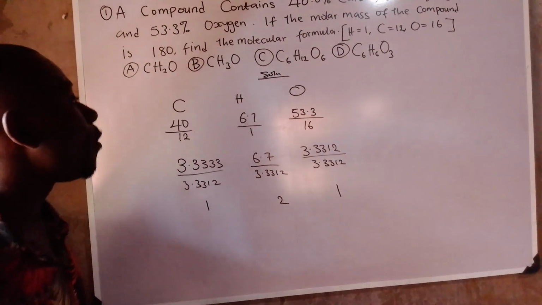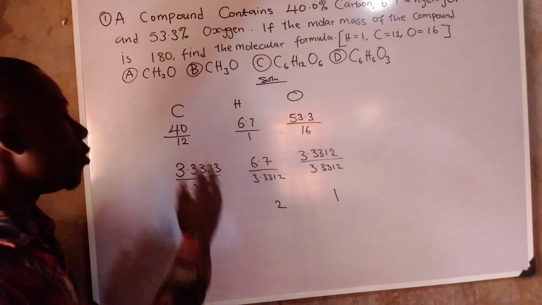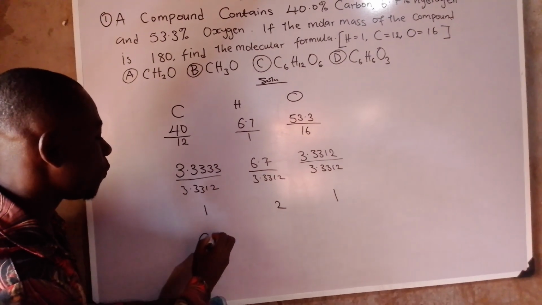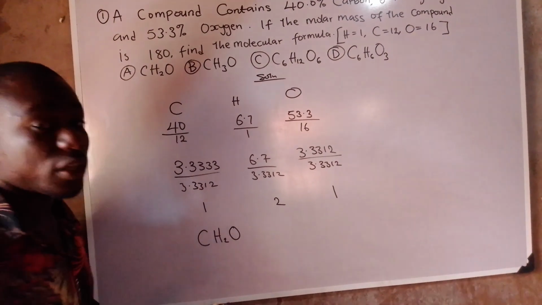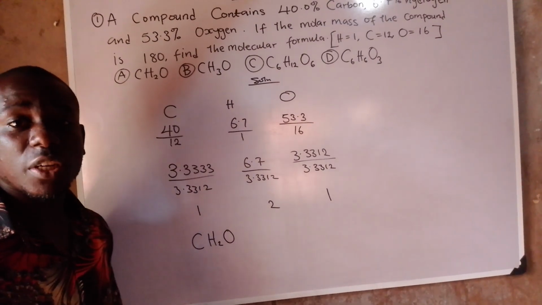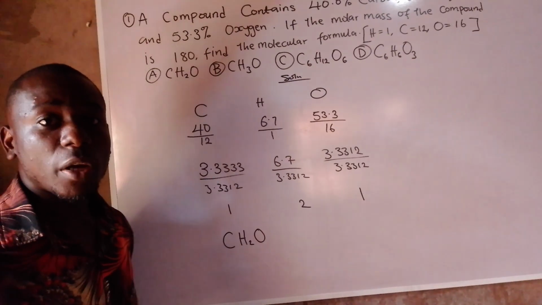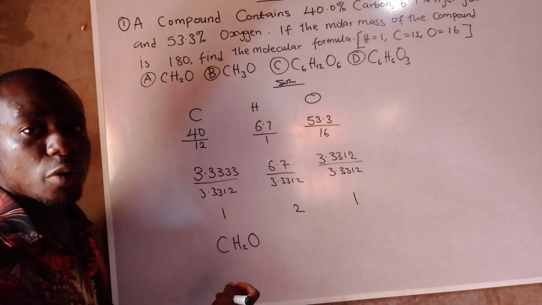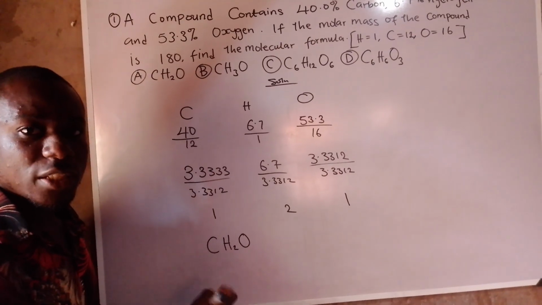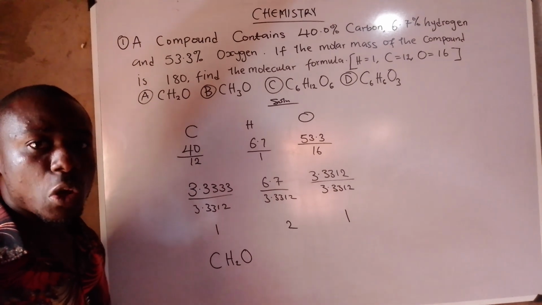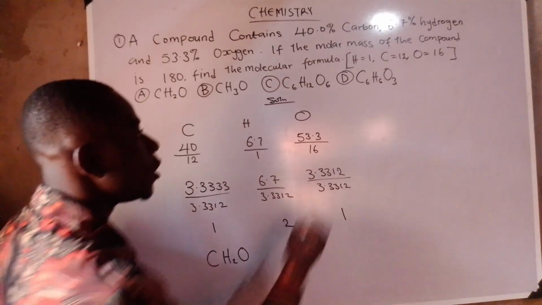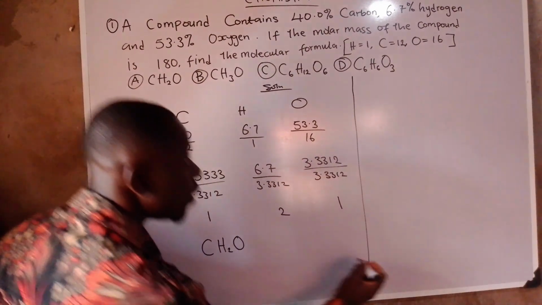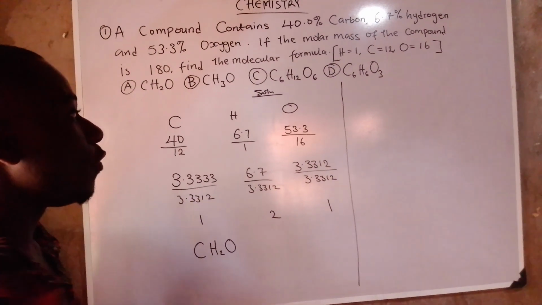So the empirical formula of the compound above is 1 carbon atom to 2 hydrogen atoms to 1 oxygen atom. Remember, empirical formula is the simplest formula of a chemical compound, which tells us the ratio of combination of the elements. It doesn't tell us the amount of each element present. It tells us the ratio of combination. Now let's go over to the main question, the molecular formula.